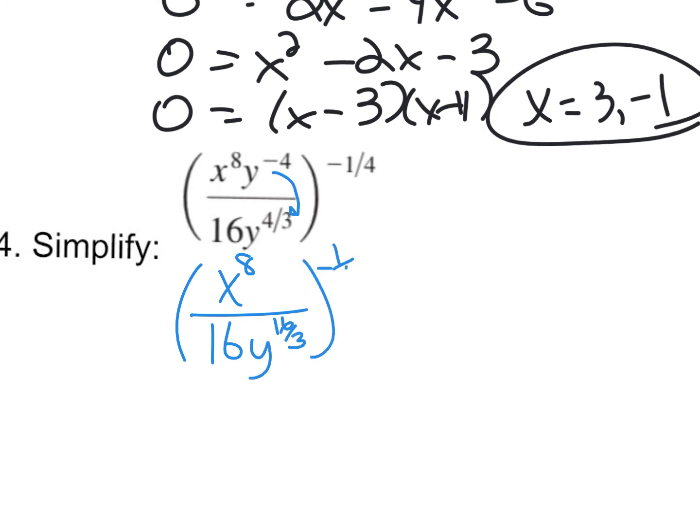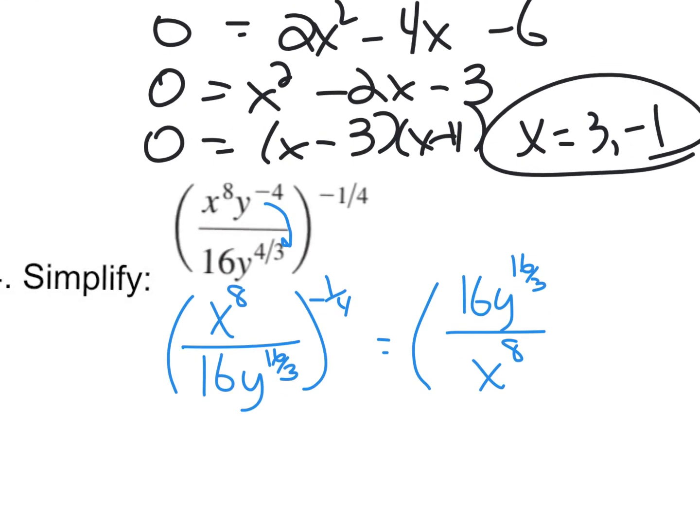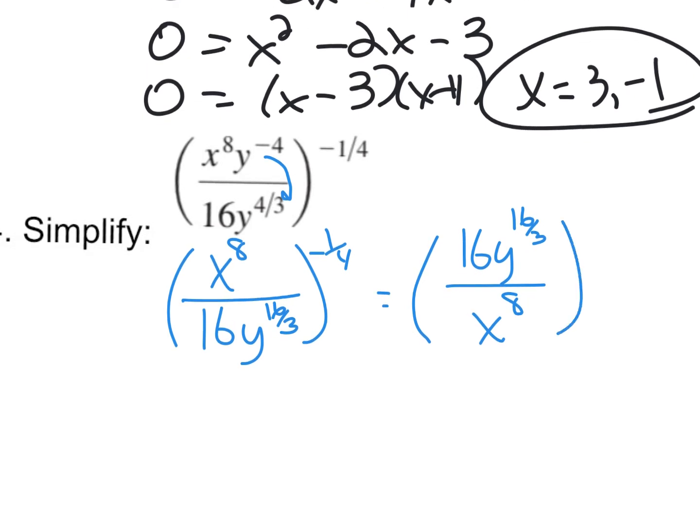I still have this negative 1/4. Remember, the negative 1/4 goes for everything inside. If you want to do this, the negative flips everything inside. So I'm going to go ahead and flip everything. I'm going to have 16 y to the 16 thirds power. On the bottom, I would have x to the 8th power, and it's still just to the 1/4 now, positive 1/4.